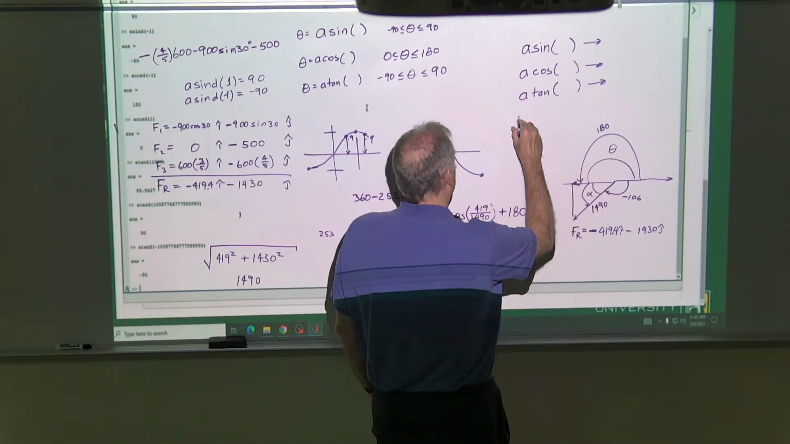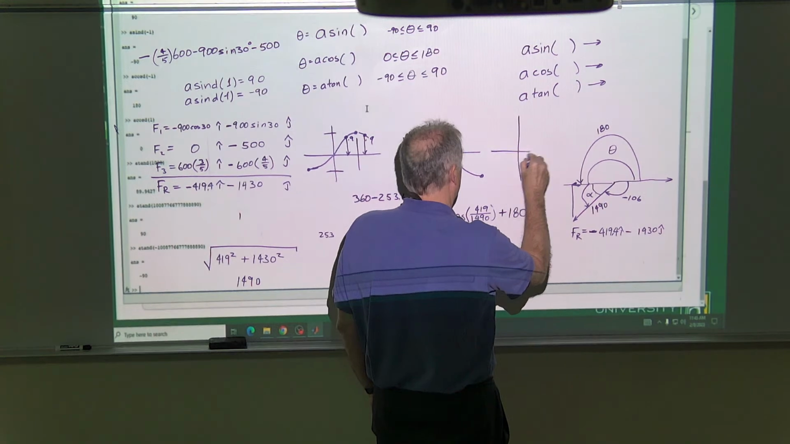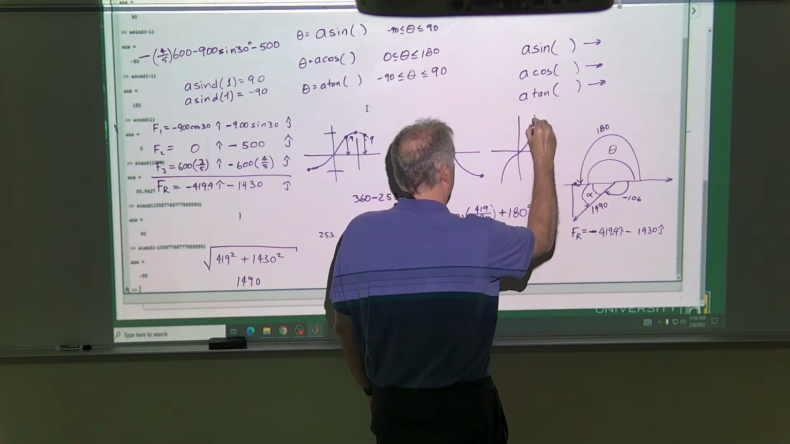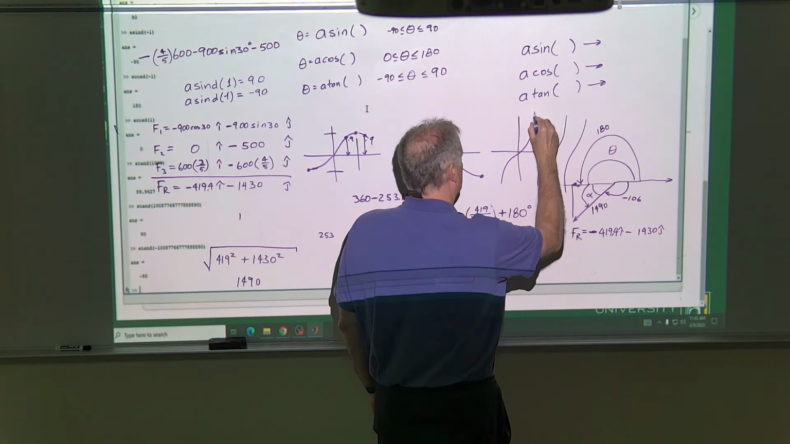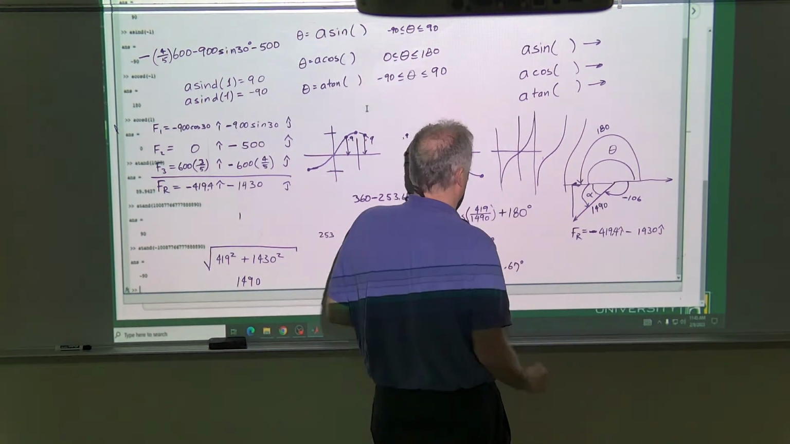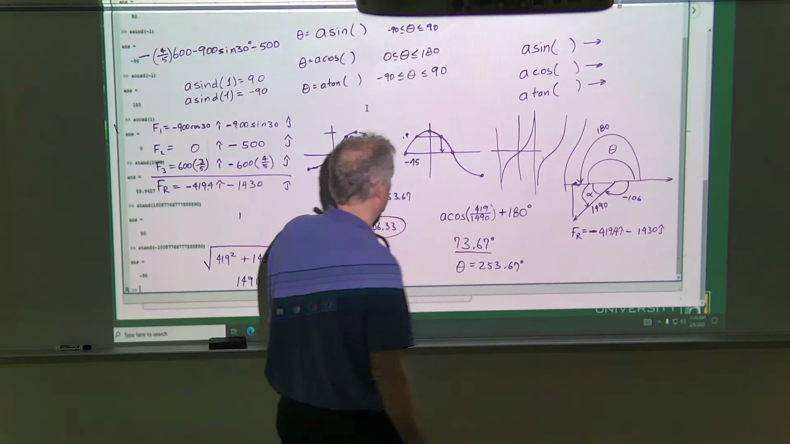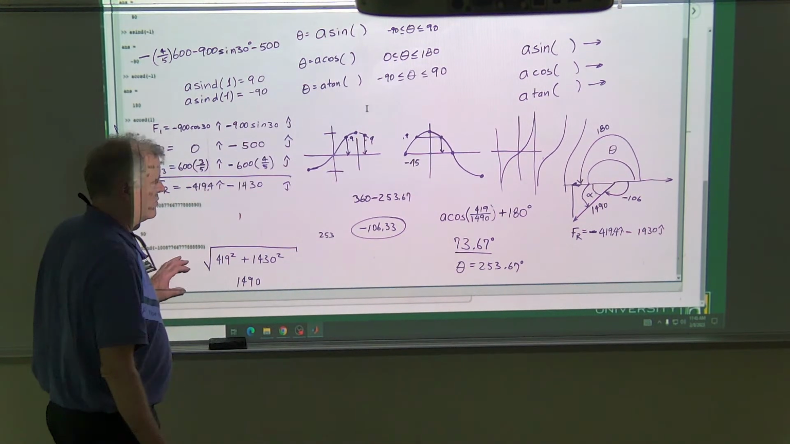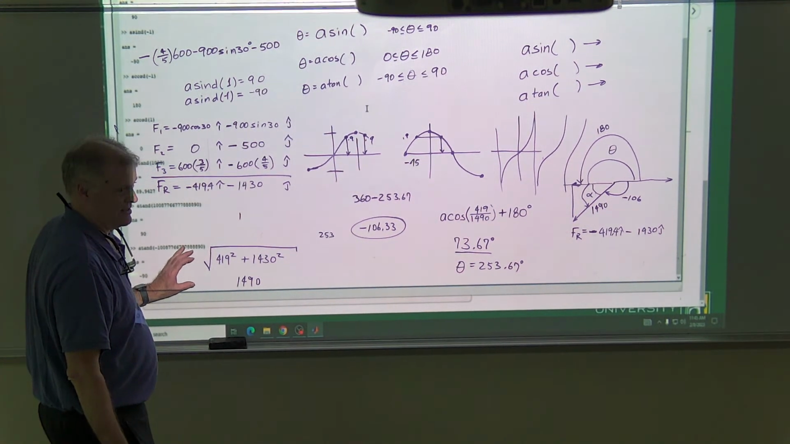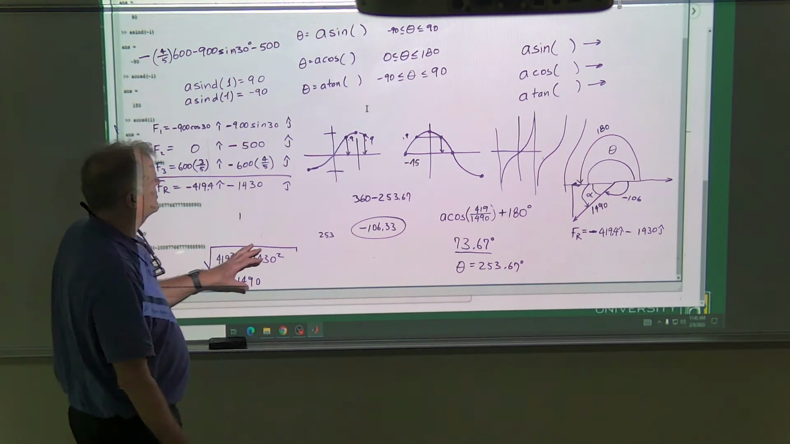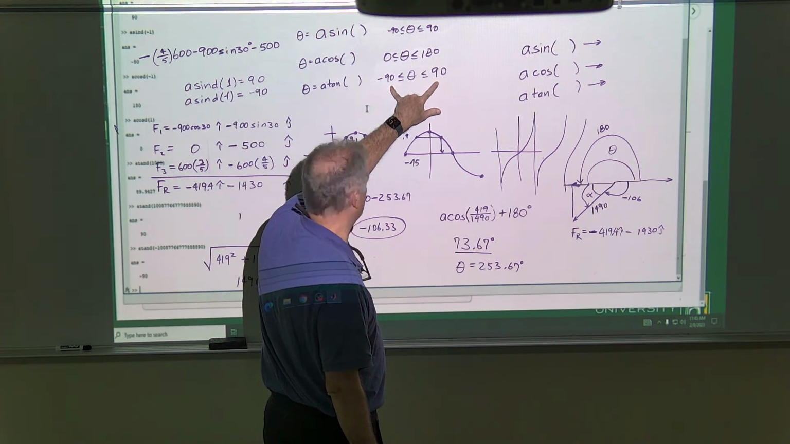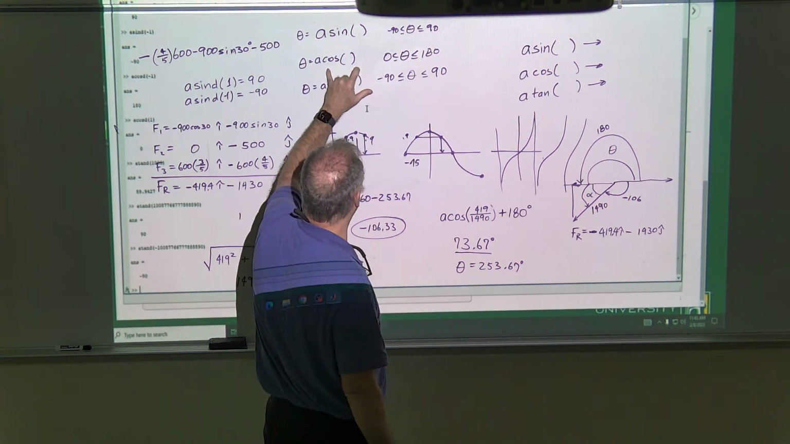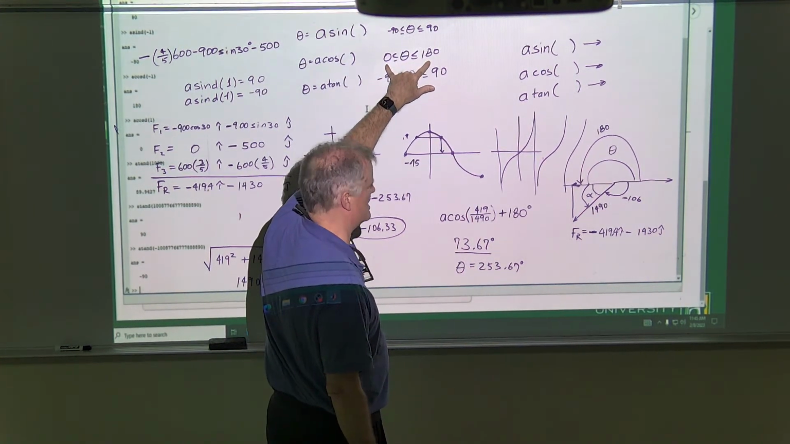It is a very bizarre plot. It goes like this, and then it goes like this, and then it goes like this. But it is bounded between minus 90 and 90. So when you start using the equation, he stuck in there the tangent, and he did some weird stuff. He is binding himself to be in this range. If you use arc cosine, you are binding yourself to be in that range.